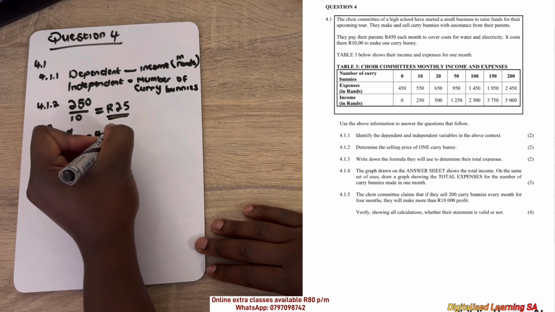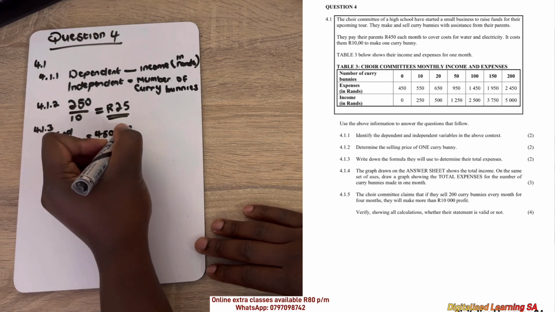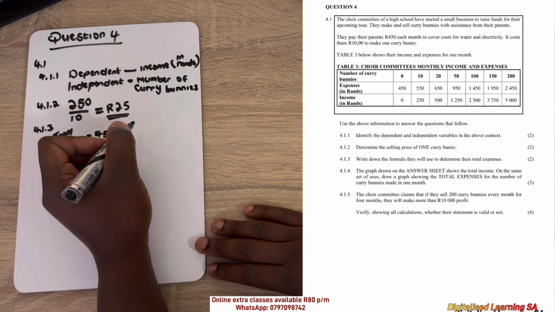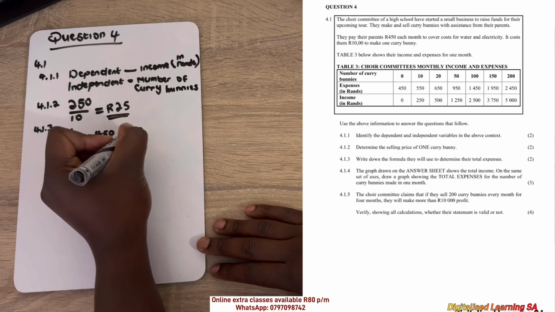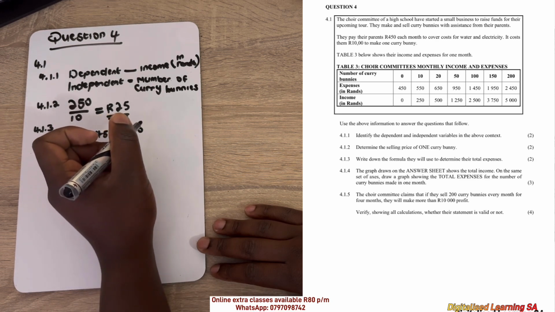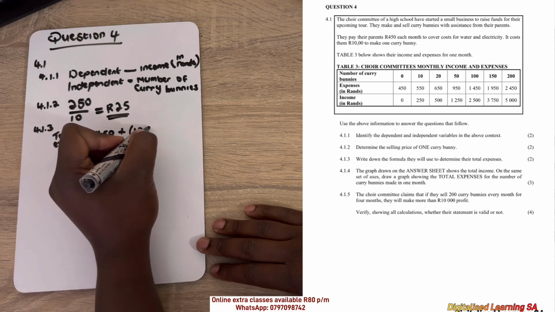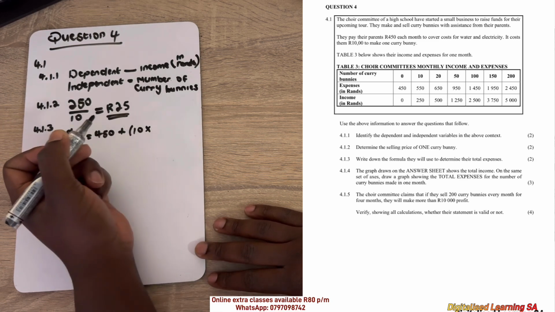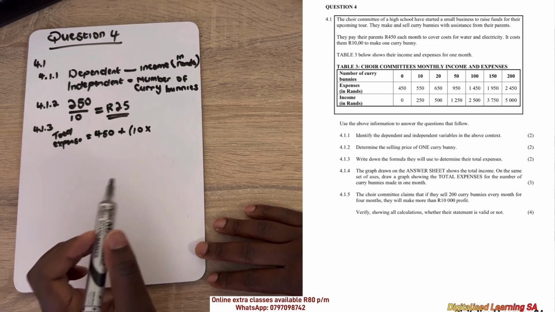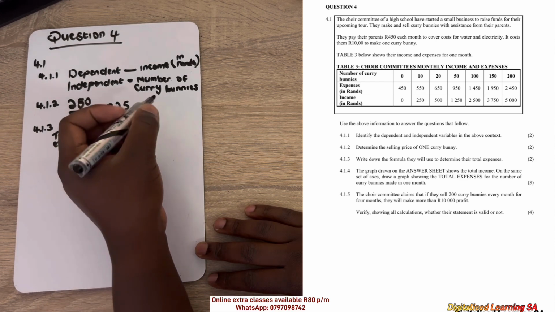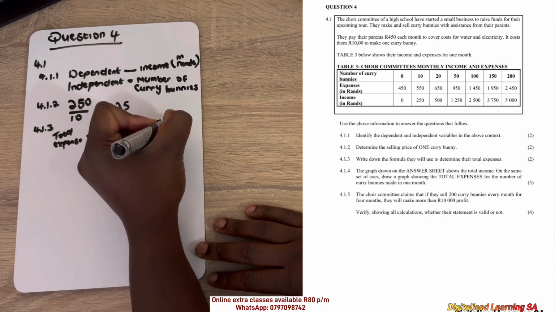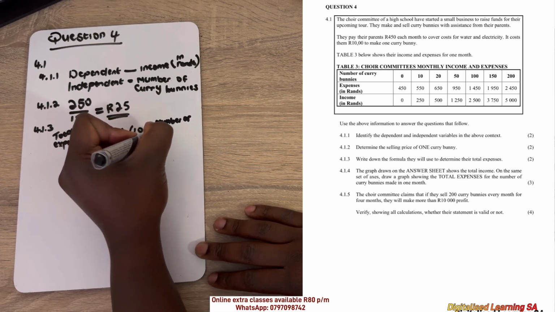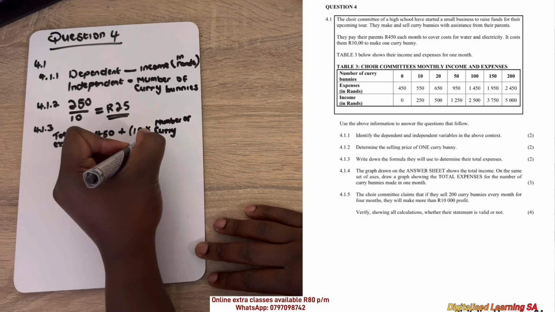And then we need to add: we are told that for them to make one carry bunny, it costs them 10 rand. So we multiply the 10 by the number of carry bunnies to get the total expense. So here we will have the number of carry bunnies.